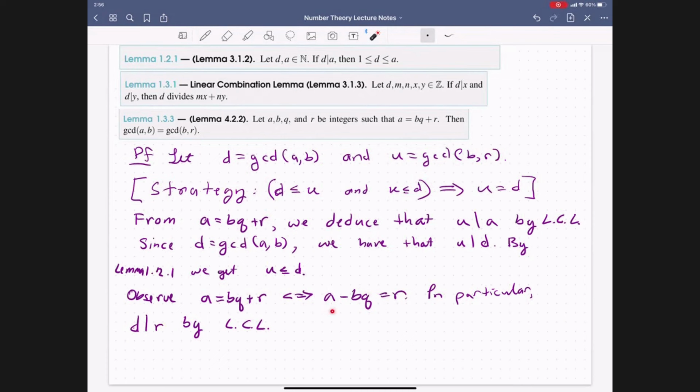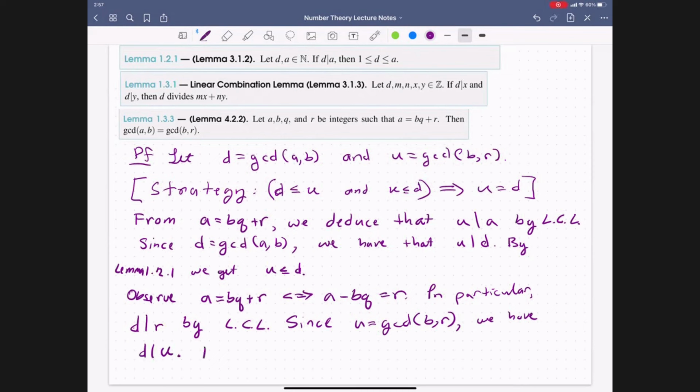So now we are applying the same argument. We have A, we have B, we apply the linear combination lemma, and so now we have that D has to divide R. But using the same argument as in the first case, since U is the greatest common divisor of B and R, and now we have that D divides both B and R, we have that D divides U, since it's the greatest divisor.